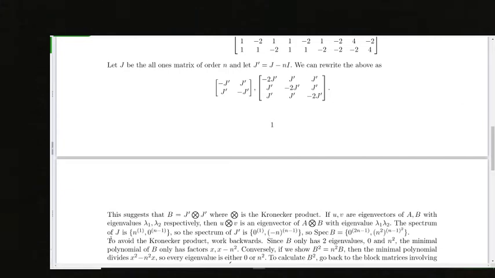And as an aside, how do we know that these are the eigenvalues of J? Well, J has rank 1, so the null space has dimension n minus 1. So the eigenvalue 0 appears n minus 1 times. And since the trace of the matrix is n, and the sum of the eigenvalues is the trace, the missing eigenvalue is n.